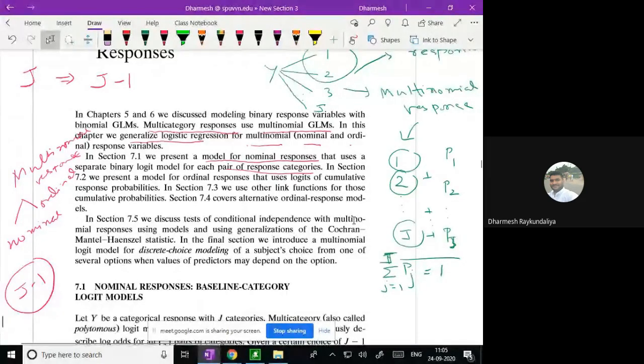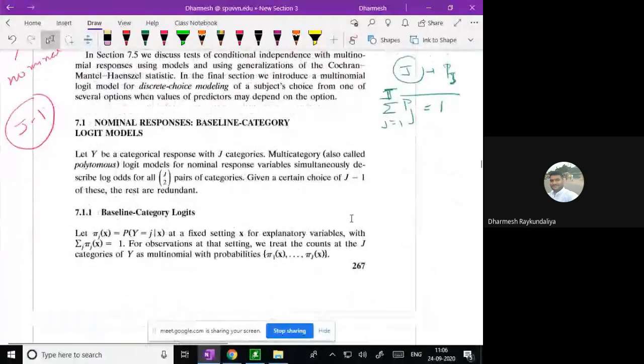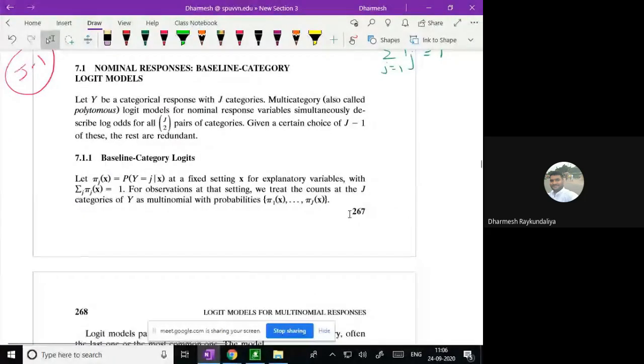Okay, and in another lecture we will see the model for the ordinal response, which also uses the logit, but it is said to be using the logit for cumulative probabilities. In multinomial logit models, we are developing the logit for the individual probabilities, but when the response is ordinal in nature, we will develop a logit for cumulative probabilities. I will tell you how we are working on that. Okay, so let us first focus on the nominal response.